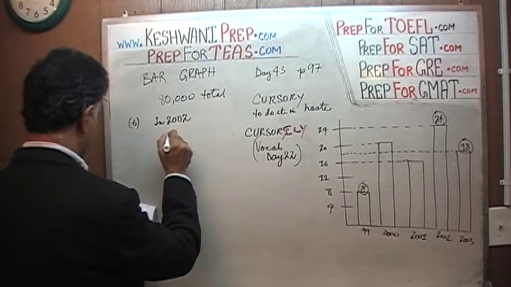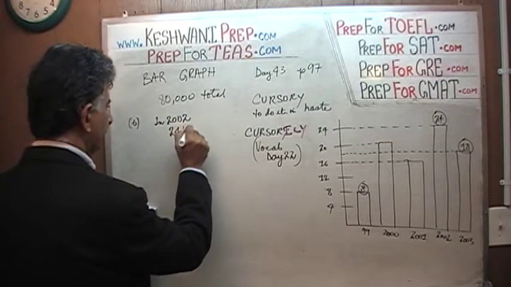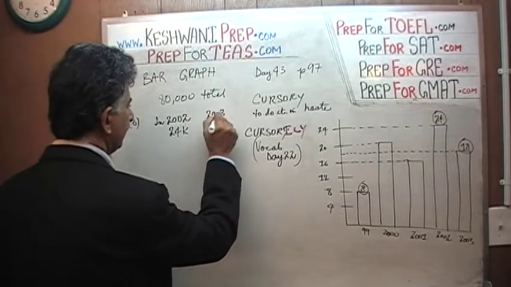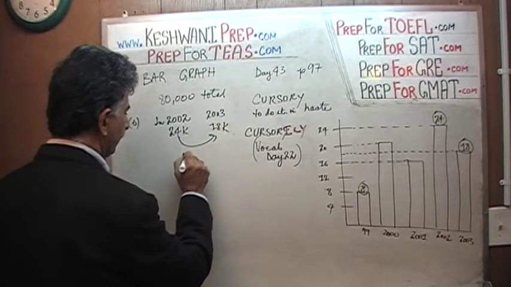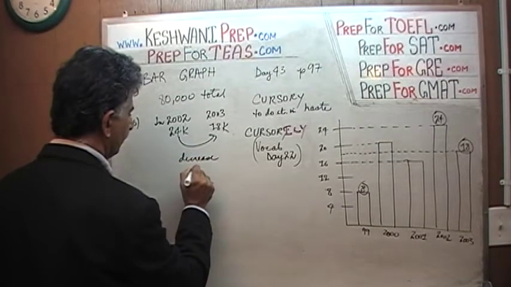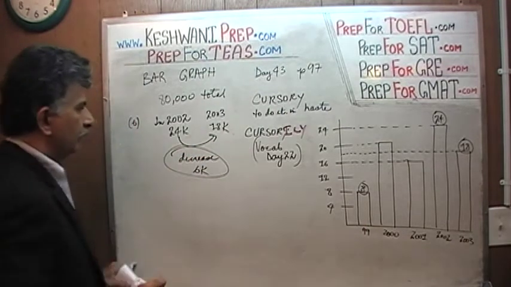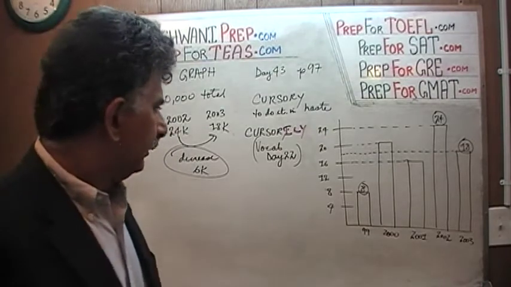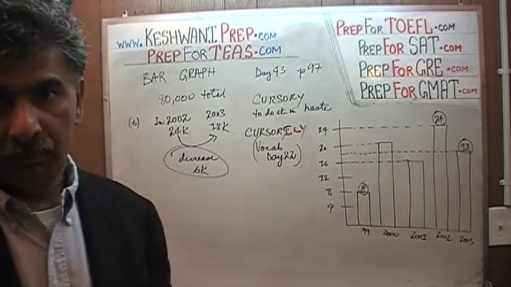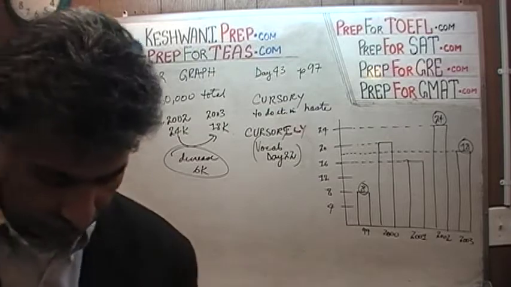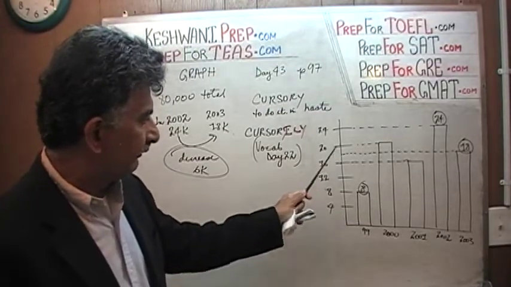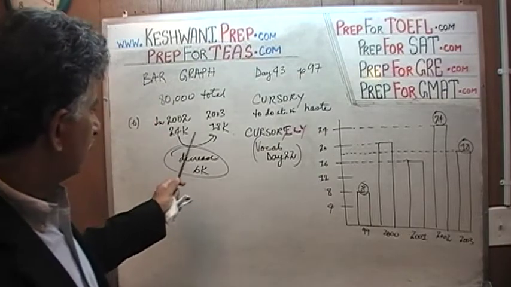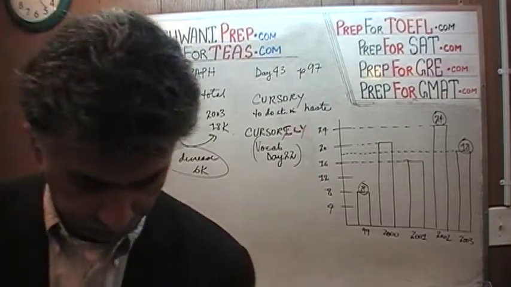In 2002, it was 24,000. And in 2003, it was 18,000. And the decrease is 6,000. Not 8,000 or 4,000. The reading for 2003 is not 16 or 20, it is 18. So therefore, it goes from 24 to 18, a decrease of 6.